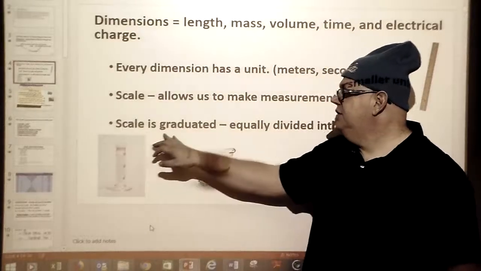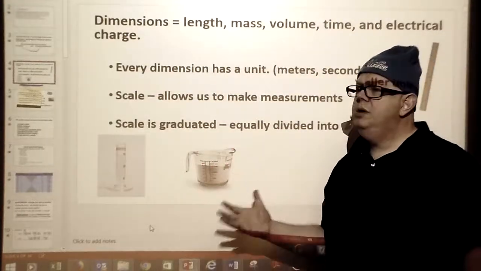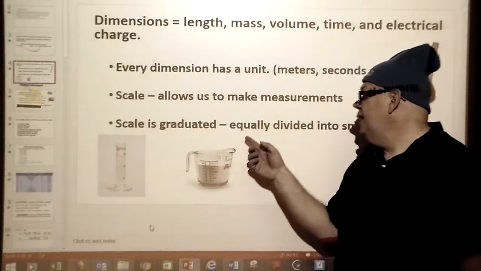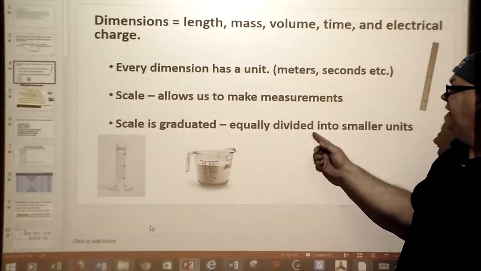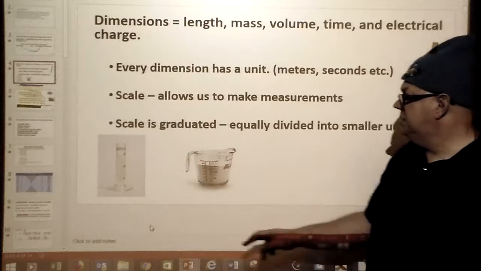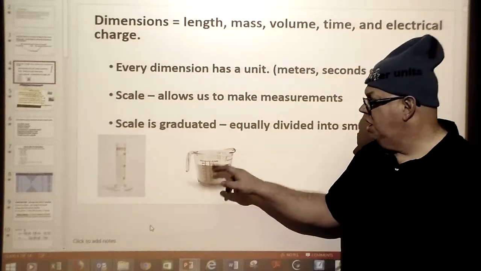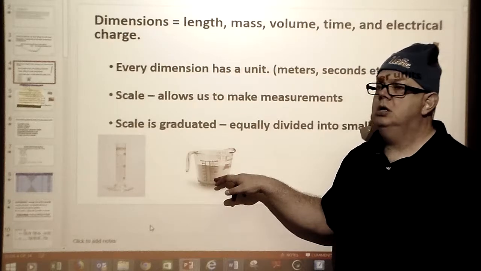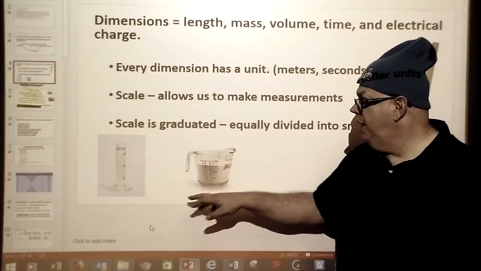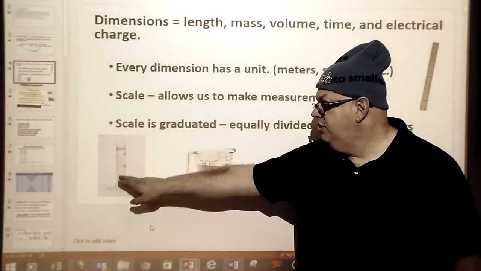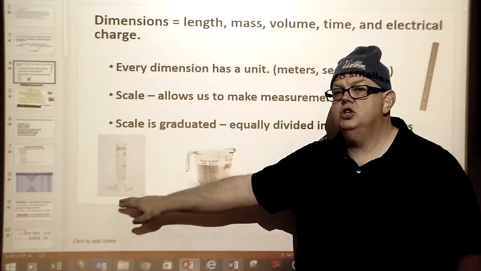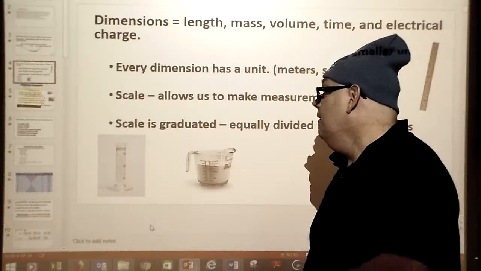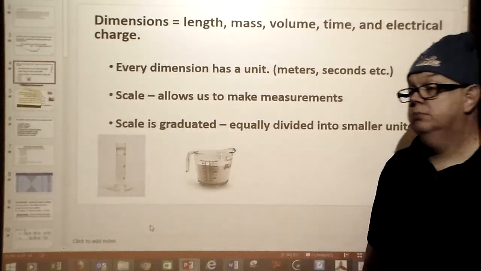Now the scale is graduated. Well, what do we mean by graduated? It's not that it went to school, okay? It means equally divided into smaller units. So when we look at a measuring cup here, you can see all those lines. That is a graduation. This is graduated. You may remember working with the graduated cylinder when you did your experiment not too long ago on the density of water in the lab.